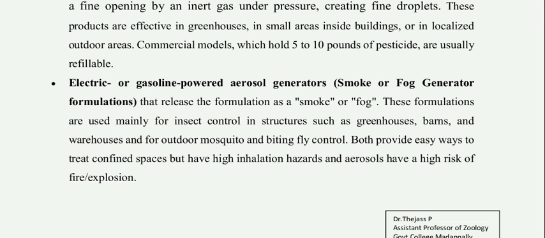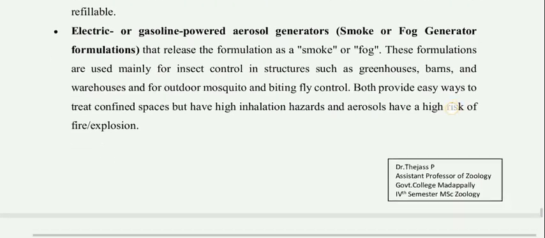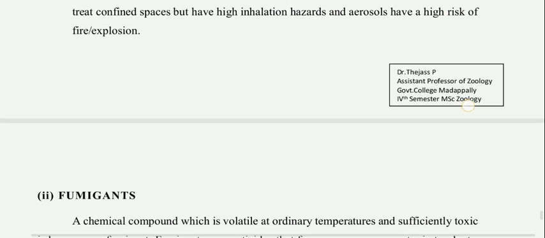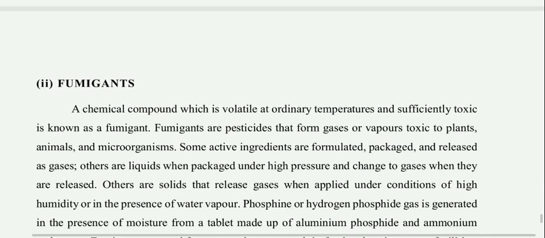Electric or gasoline powered aerosol generators, smoke or fog generator formulations that release the formulation as smoke or fog. These formulations are mainly used for insect control in structures such as greenhouses, barns, and warehouses, and for outdoor mosquito and biting fly control. Both provide an easy way to treat confined spaces and have high inhalation hazards, and aerosols have high risk of fire or explosion.